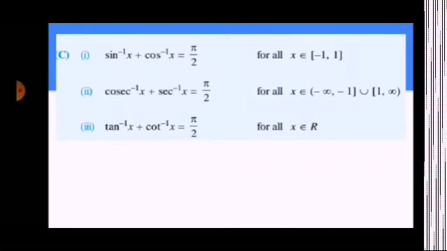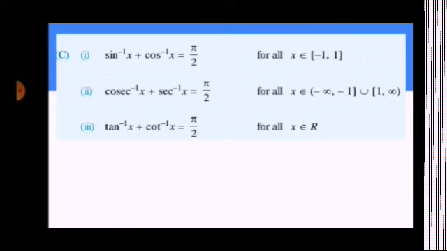So now let's go to prove this one, sin inverse x plus cos inverse x equals pi by 2. How can we show this? Sin inverse x plus cos inverse x equals pi by 2, and cosec inverse x plus sec inverse x equals pi by 2, right? And tan inverse x plus cot inverse x equals, also, pi by 2.